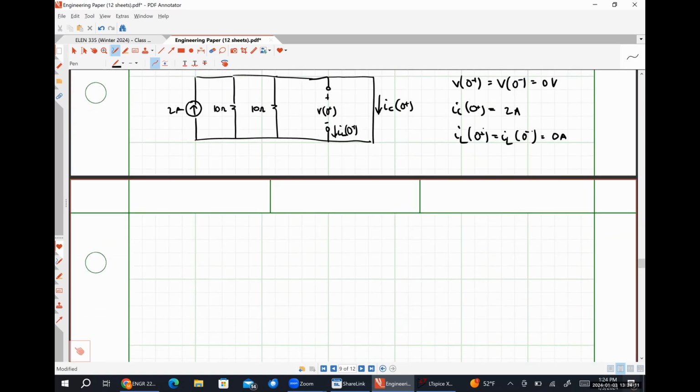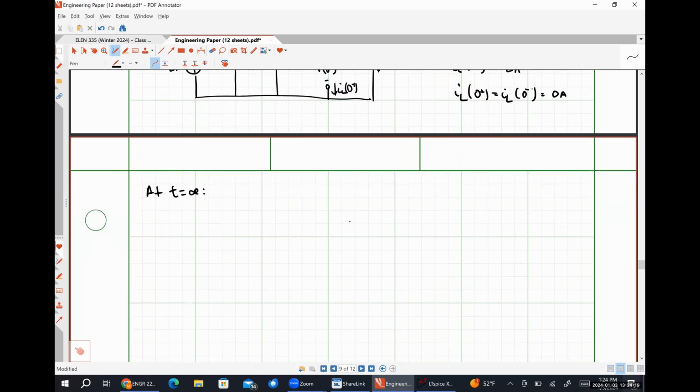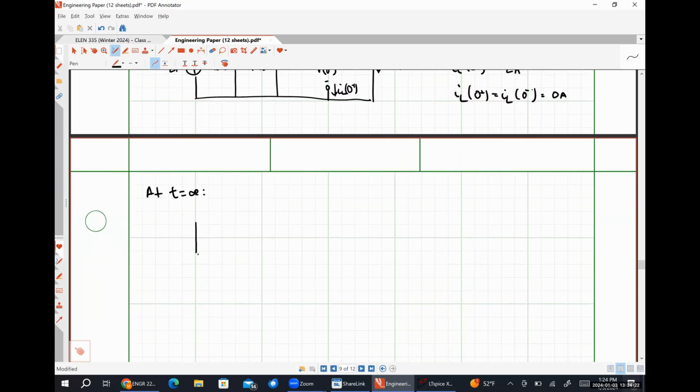So now we look at t equals infinity. Here's our 2 amp source. I'm going to be lazy and just draw a single 5 ohm resistor that doesn't impact anything. Our inductor is going to be a short circuit. Our capacitor is going to be an open circuit.